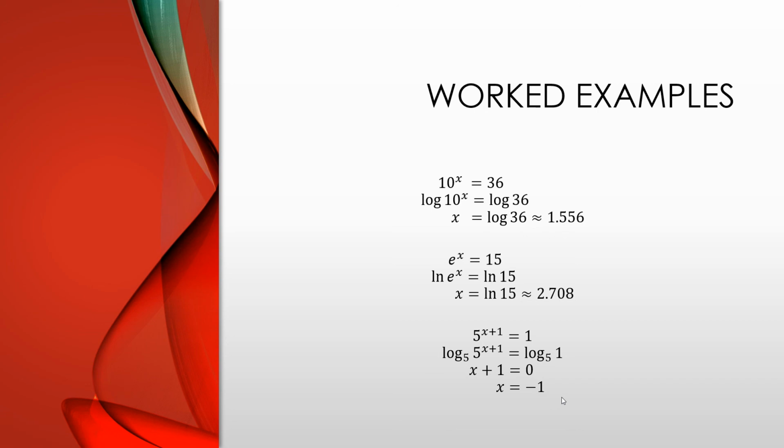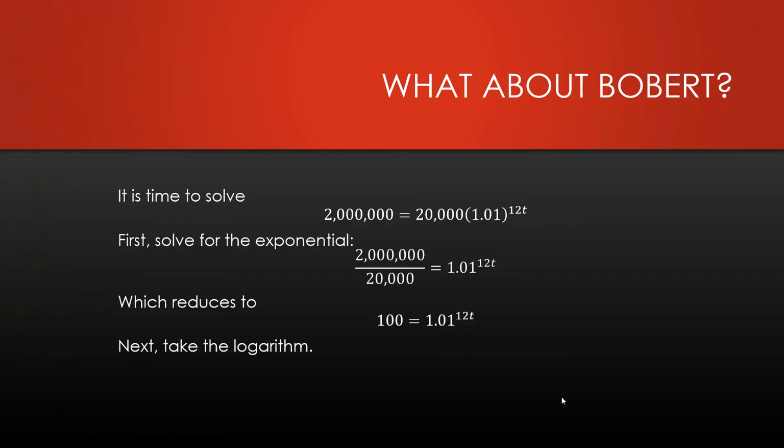And I say all that not because it's fun, though it is, but because we can finally now answer, what about Bobbert? So first, we're going to solve for the exponential part. So I'm going to divide both sides by 20,000. And then, this is where I'm going to start the next video, we will take that logarithm.